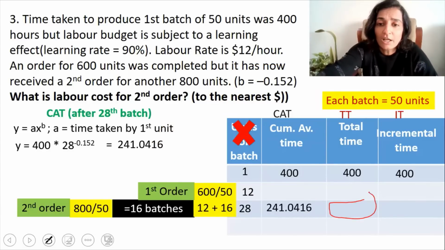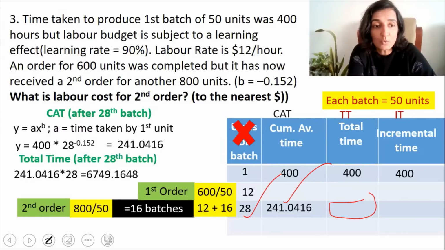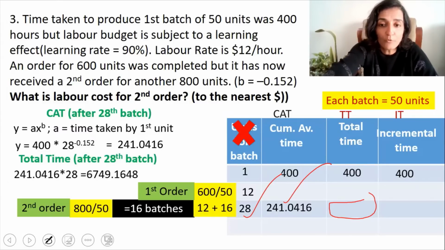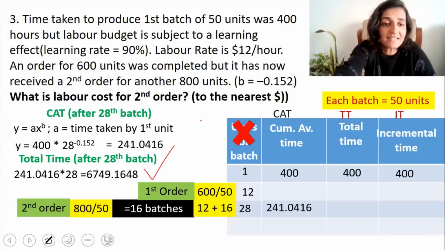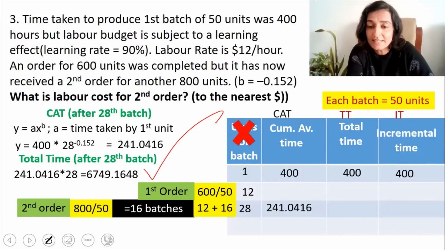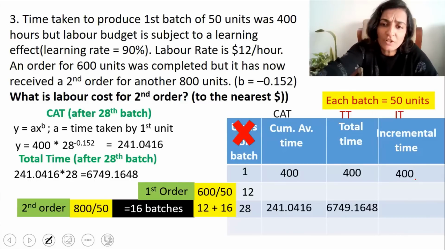Now it is very easy to find out the total time. What is the total time? Total time is always CAT, the cumulative average time, multiplied by batches. So total time after the 28th batch, it is 241.0416, that is this, multiplied by 28, that is this. So we get the total time as 6749.1648, and we fill it in the table. Now we know the total time that has been taken after 28 batches has been produced. So next, what is to be found out?